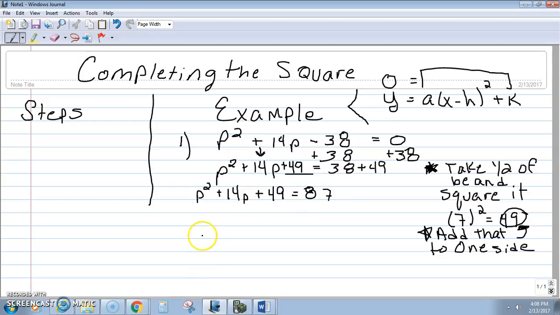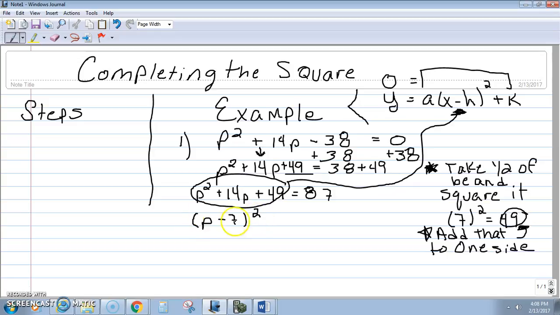So the last, not the last step. What I want to do next, we have one more step here. We need to turn this into this here, okay? That's easy. We find what was half of 14, that was 7. So, and it was positive 7. So we have p minus 7 squared.